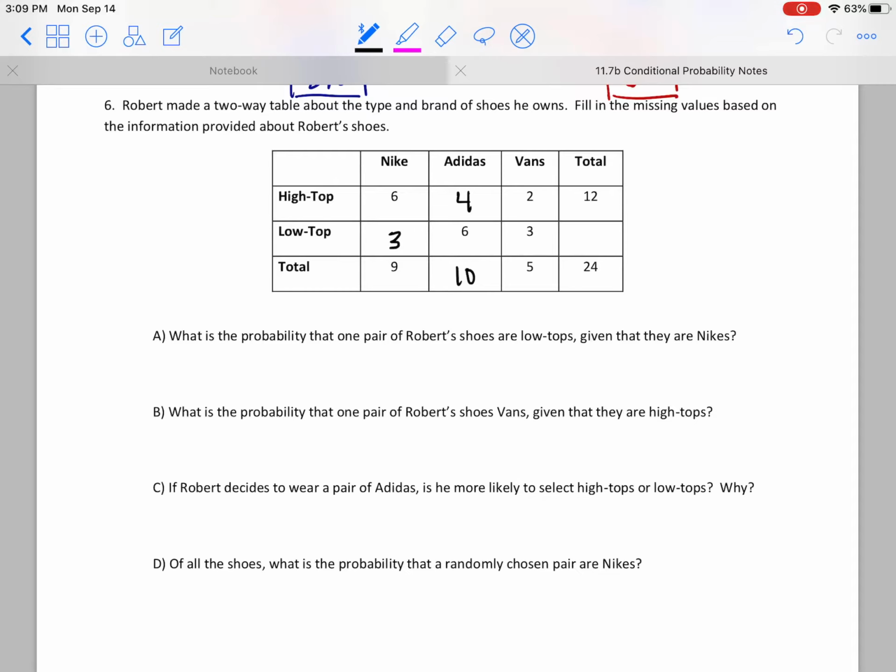And there's a couple different ways to get this last spot, but if we have 24 shoes total, 12 are here, that means the other 12 have to be in that last box. So let's put 12 in here. Okay, now let's find some probabilities.